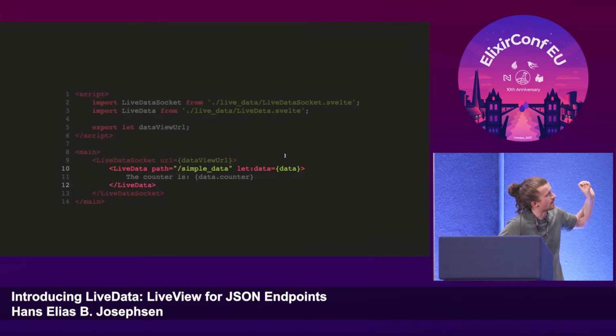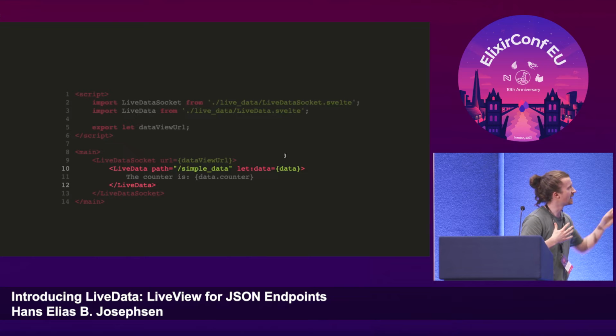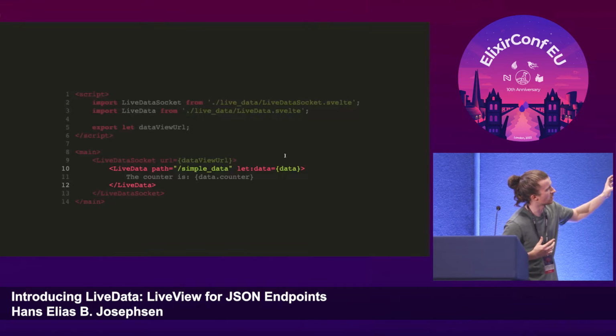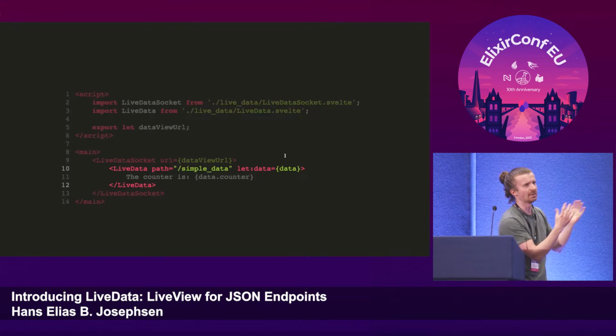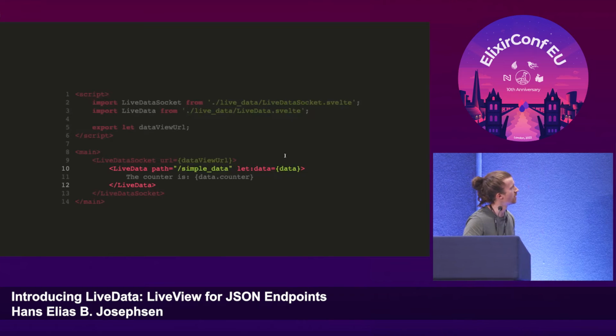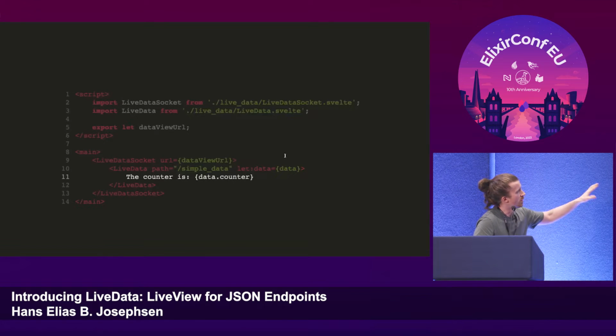And then how it's done in Svelte, when you want a component to make something available for the descendants, is you do a let data equals data. So here we create a variable that's available for what's inside this component. And we just render out to HTML. The counter is data counter. This is a really simple example, but just to get you up to speed on what's going on.